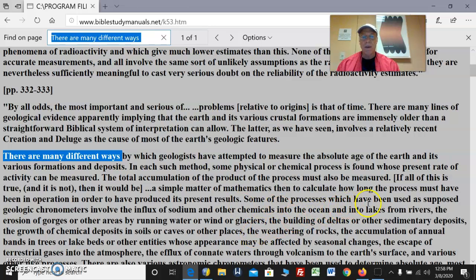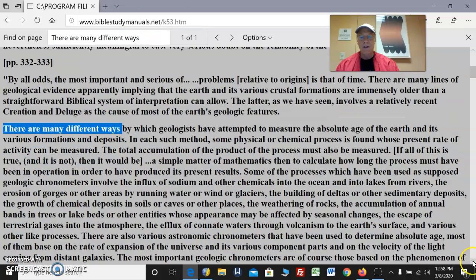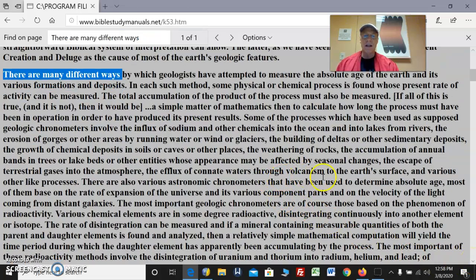Some of the processes which have been used as supposed geologic chronometers involve the influx of sodium and other chemicals into the ocean and into lakes from rivers, the erosion of gorges or other areas by running water or wind or glaciers, the building of deltas and other sedimentary deposits, the growth of chemical deposits in soils or caves and other places, and the weathering of rocks, the accumulation of annual bands in trees or lake beds, or other entities whose appearance may be affected by seasonal changes, the escape of terrestrial gases into the atmosphere, the efflux of connate waters through volcanism to the Earth's surface, and various other like processes.